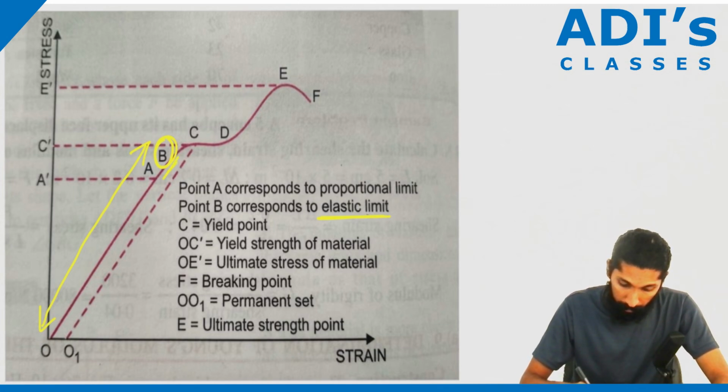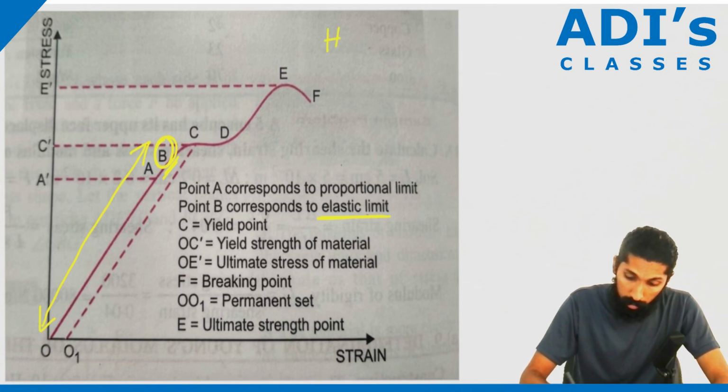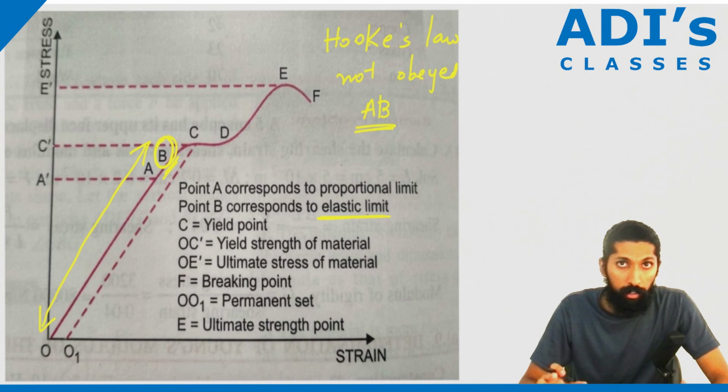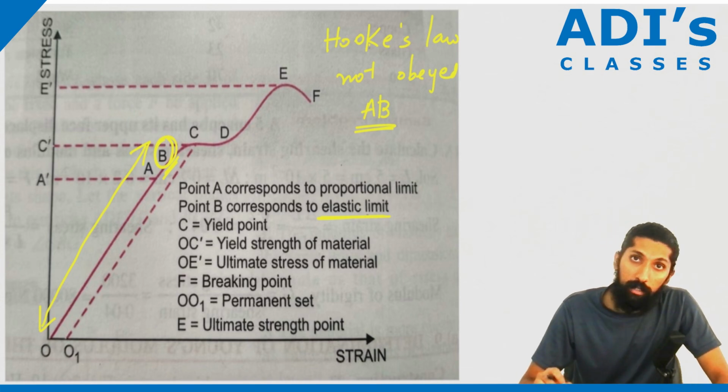Now if you look at the region AB, AB is not a straight line. In the sense, Hooke's law is not obeyed in the region AB. Which region are we talking about? We are talking about the region AB. This is the region where Hooke's law is not at all obeyed, but still B is called the point of elastic limit.